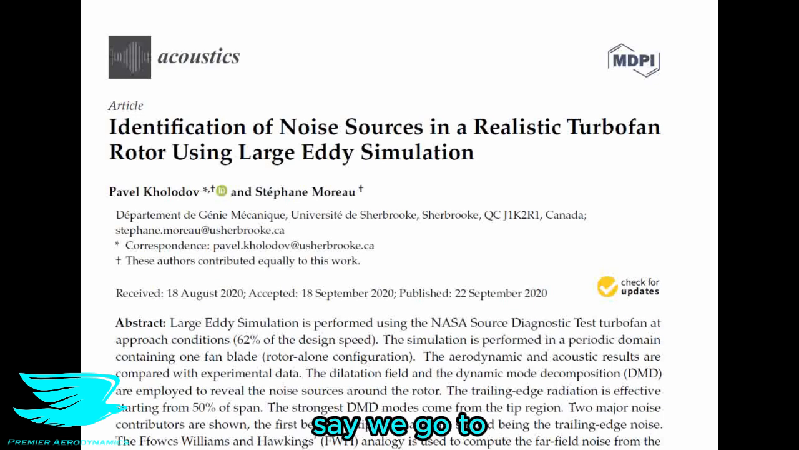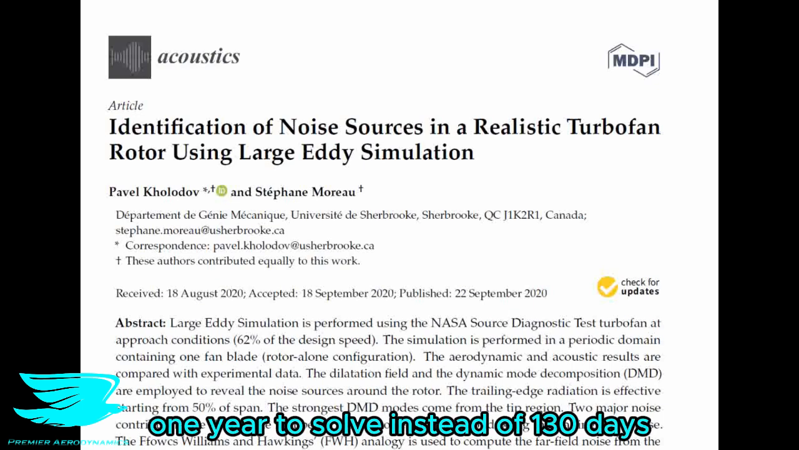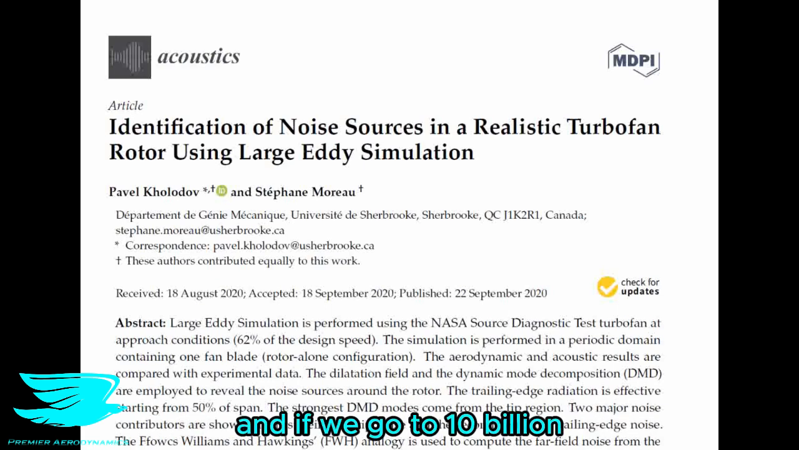But anyway, let's say we go to 2 billion cells, and it might take 1 year to solve instead of 130 days. And if we go to 10 billion cells, it might take 10 years to solve. And that is using a supercluster of thousands of cores, a very expensive and large resource tied up just for one simulation for 10 years. So practically speaking, we might be limited to maybe 500 million cells or just 1 billion, depending on the CPU power in today's industry. And that's about where we're at now.